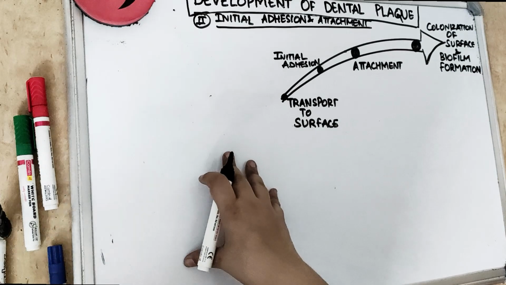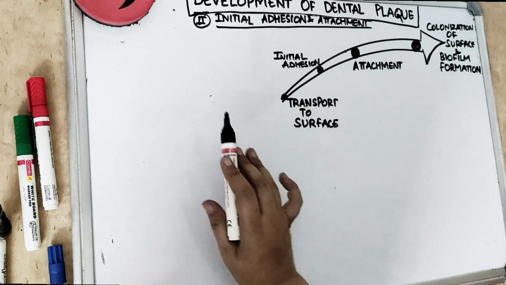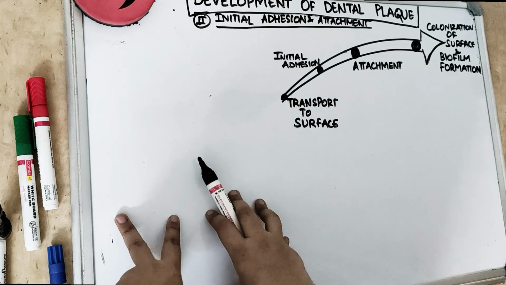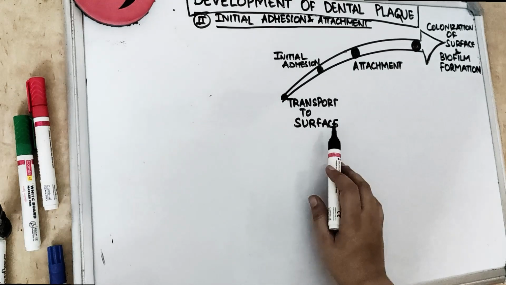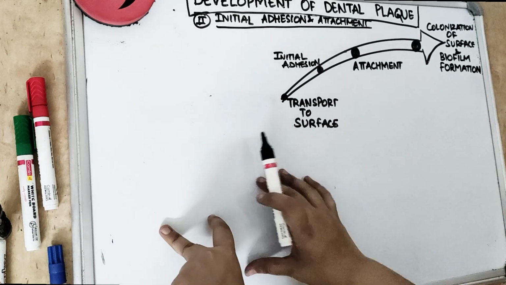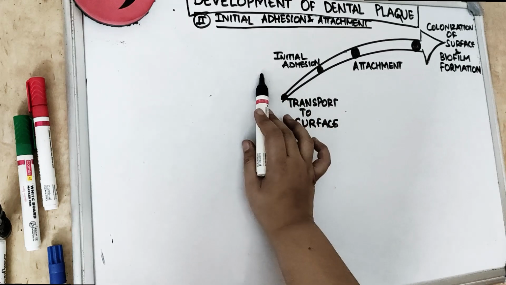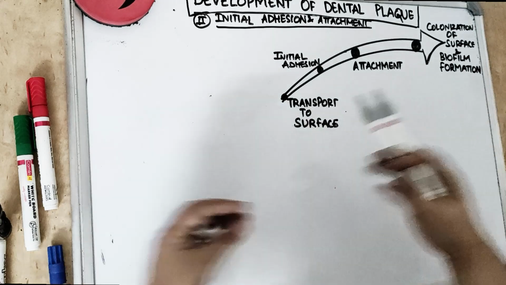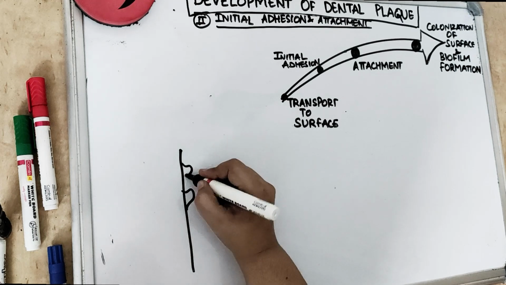After the formation of acquired pellicle, the second stage is initial adhesion and attachment of the bacteria. Now the pellicle is formed, and the bacteria come and attach to the surface of the pellicle. This is a little bit long process. It happens via transportation to the surface: the pellicle is formed and the bacteria want to reach it. Bacteria come close to the pellicle, then there is initial adhesion when it sticks, and then there is attachment when it makes a bond.